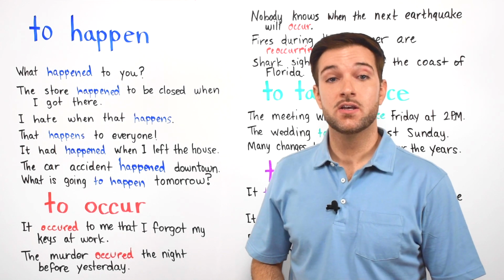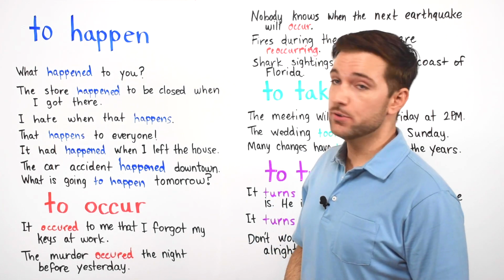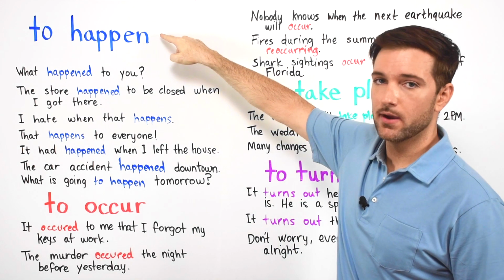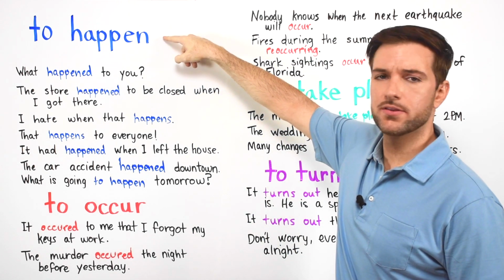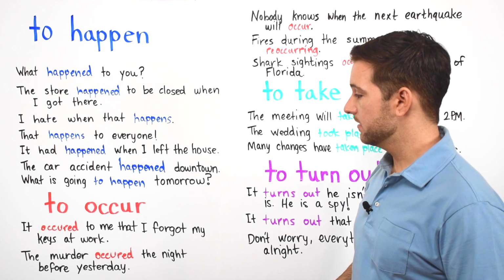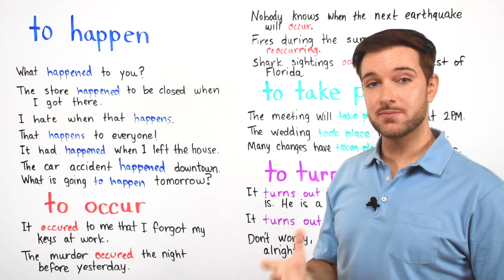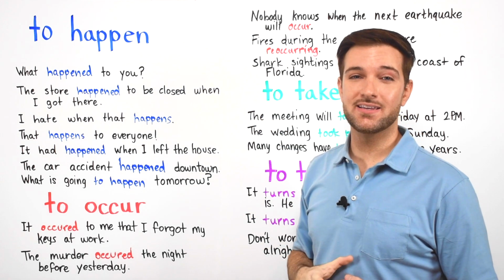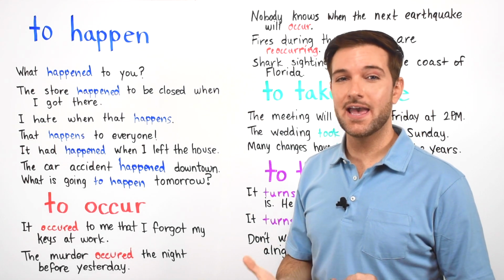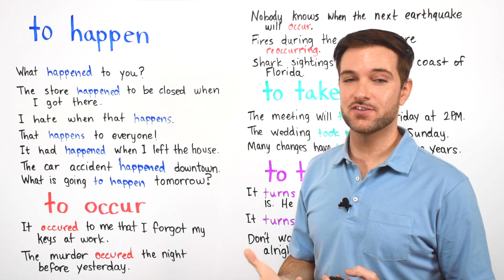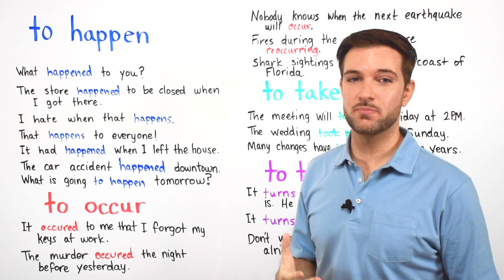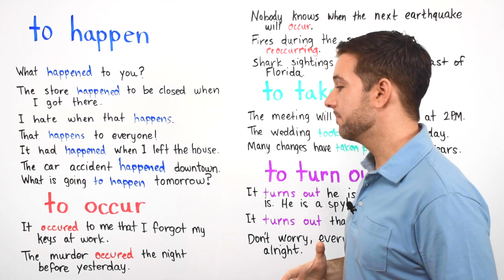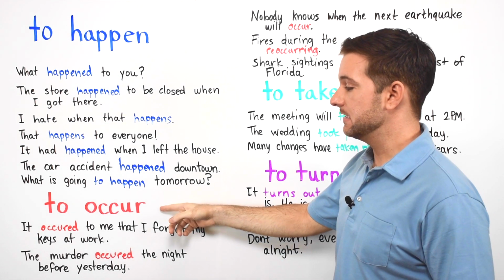All right, guys. So this is the verb to happen. Make sure you pay close attention to this one. This is a good one to memorize, all right, because you're going to use it all the time. And now we're going to look at a verb that is similar to the verb to happen, but it is used for expected events that happen on a certain date, and it's also used when people talk about discoveries and ideas. The verb here is to occur.